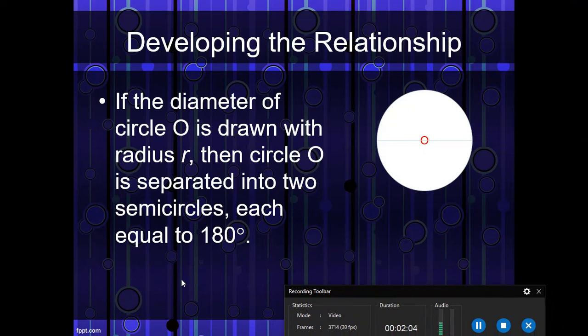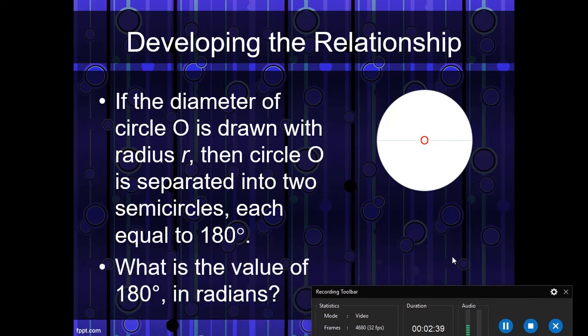So if we have our circle O, and the center of this circle is going to be the red O, we can draw the radius, R. And then if I draw it on the other side, I'm creating the diameter. So when that is occurring, we're separating our circle into 2 equal halves, or 2 semicircles, each of which will have 180 degrees. We also know that the semicircle's arc also has 180 degrees. But if I were to convert 180 degrees into radians, what would the measure be?